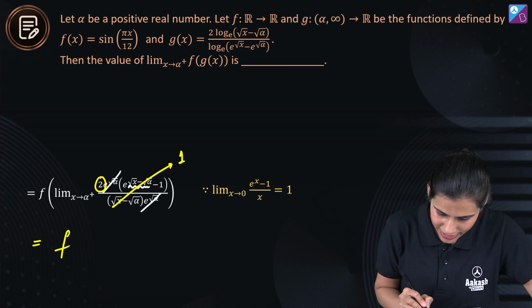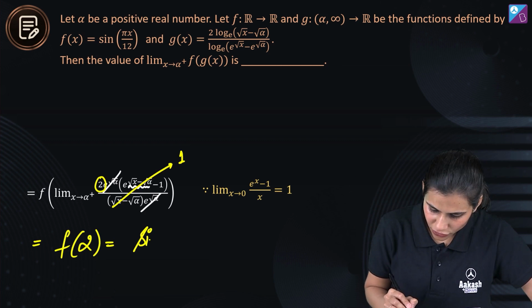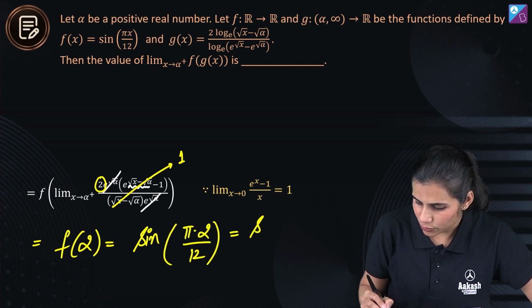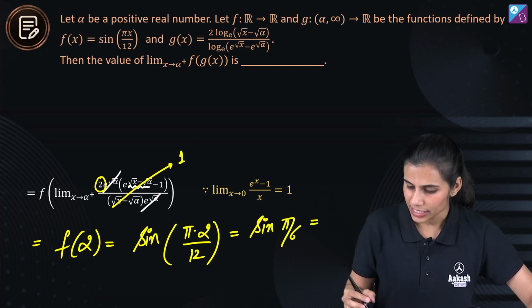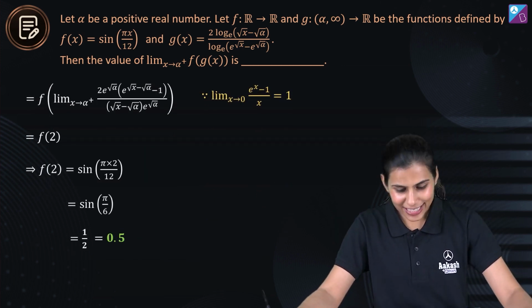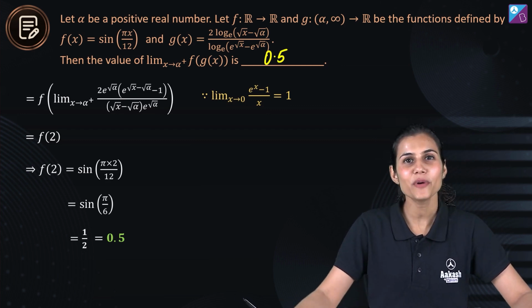That means your answer is f of 2, guys. What is f of 2? Use the definition of f. Sine of pi into 2 by 12. This will give you sine pi by 6. That is sine 30 degrees, which is 1 by 2. Correct? So this is exactly your answer, that is 0.5. And bingo, you are done.